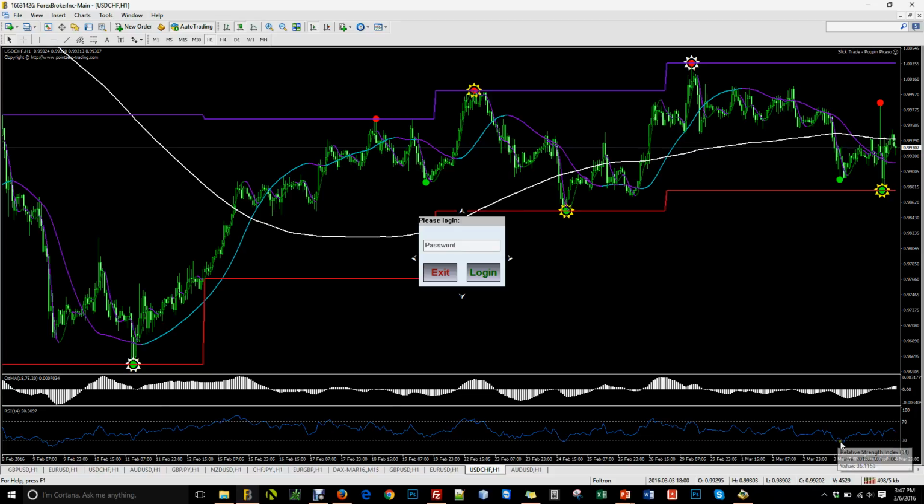I don't remember if I just said this. RSI exited and it re-entered. Okay, so these indicators are all lined up, ready to go.